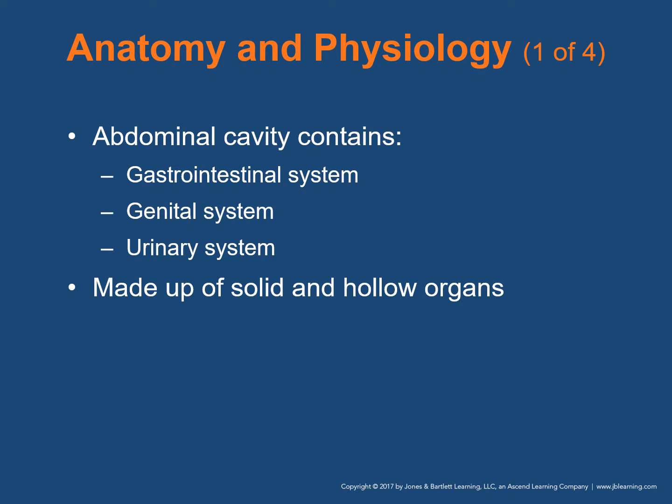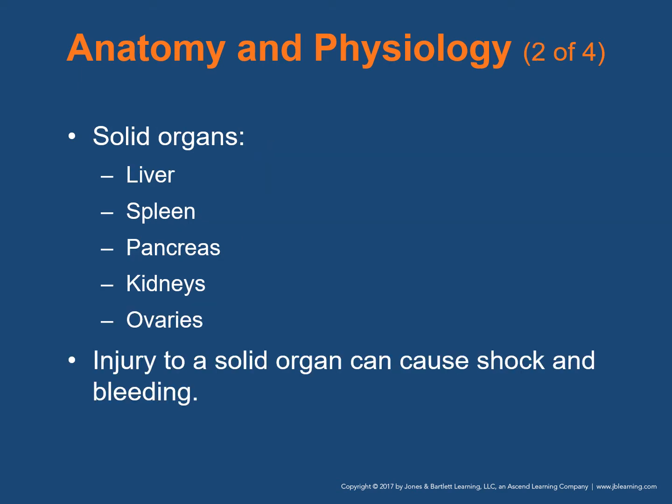The abdominal cavity contains multiple organ systems. So you've got the gastrointestinal system, the digestive system, the genital system, and that is your sex organs, and then the urinary system, the removal of waste and liquid. Our solid organs are the liver, the spleen, the pancreas, the kidneys, and in females, the ovaries. When you have injury to a solid organ, you need to expect a significant potential for shock and a large amount of bleeding.